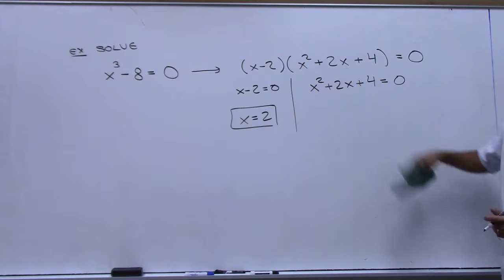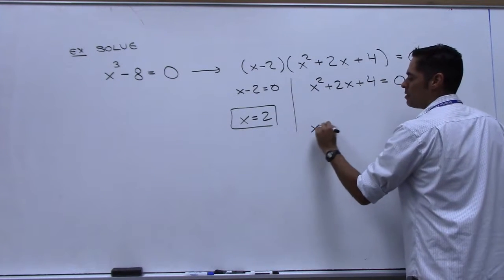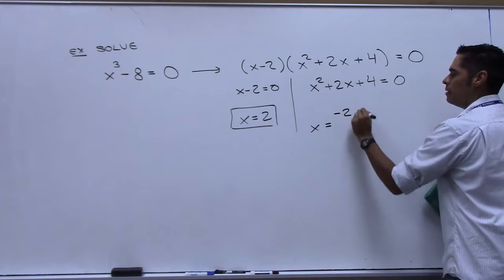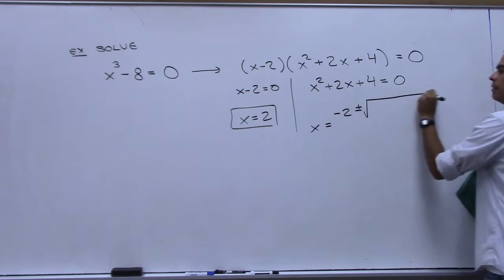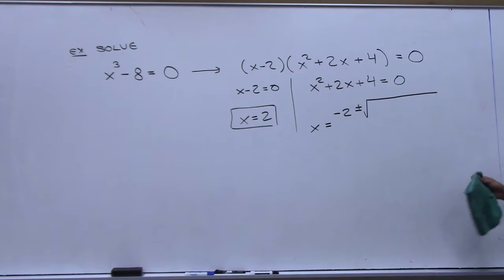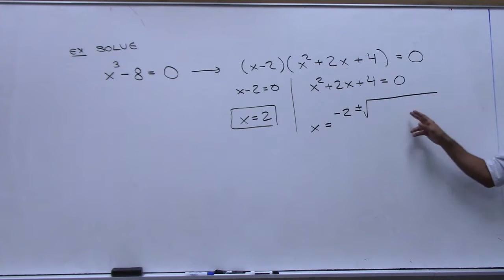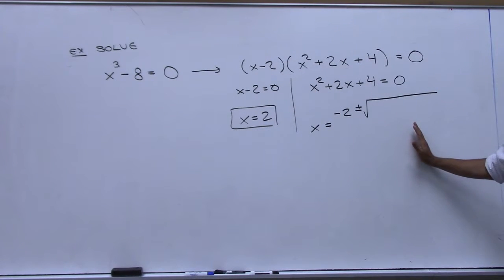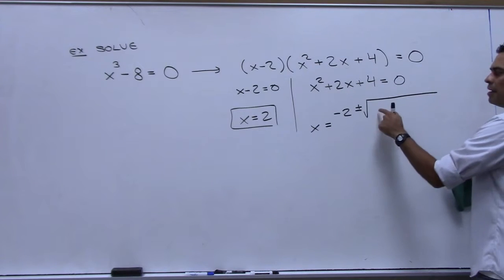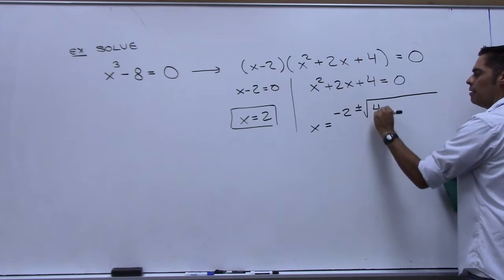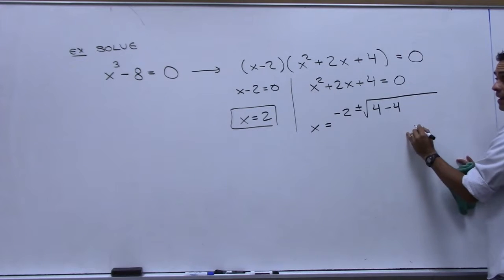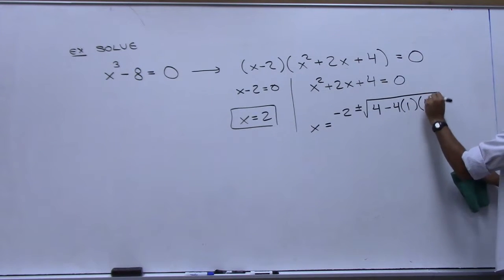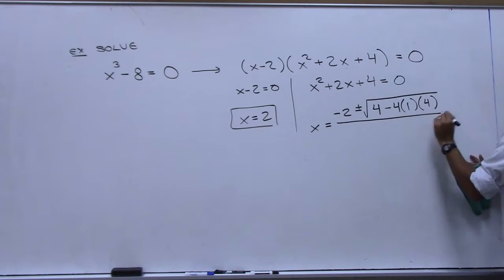All right, so let's plug into the formula here. x must be equal to what? Negative 2. Y'all need to practice this, okay? Because this is where a lot of students get hung up. You know, they know the formula, but they have trouble plugging it in. So what's going to go here? 2 squared, minus 4 times A, which is 1, times C, which is 4, all over 2 times 1.